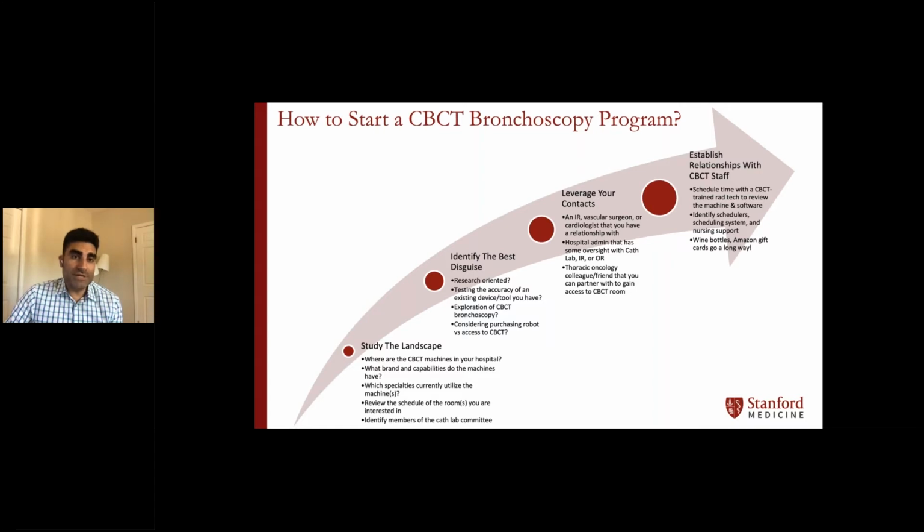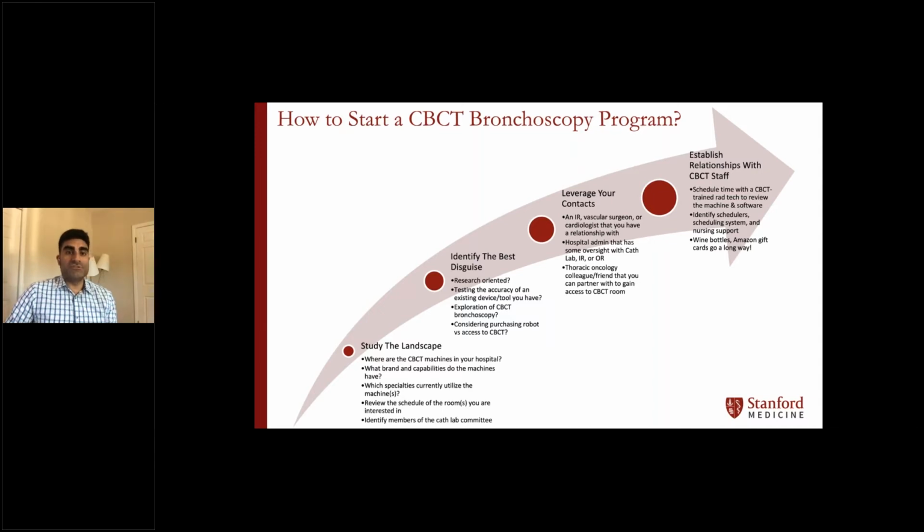Next is to identify the best disguise of how you can get into your cone beam CT room. Is there a way that you can get your research translated over there? Maybe something like testing the accuracy of an existing device or a tool that you have. Maybe you can just be straight up and say, hey, I want to explore cone beam CT bronchoscopy and see if there's a venue for you there. Or even bring up something like, hey, we're considering purchasing a robot. We're also looking at access to cone beam CT and seeing what's a good fit for you.